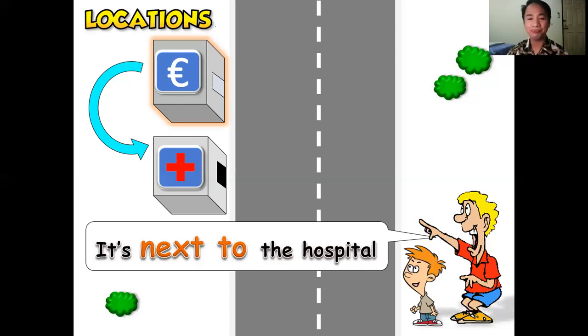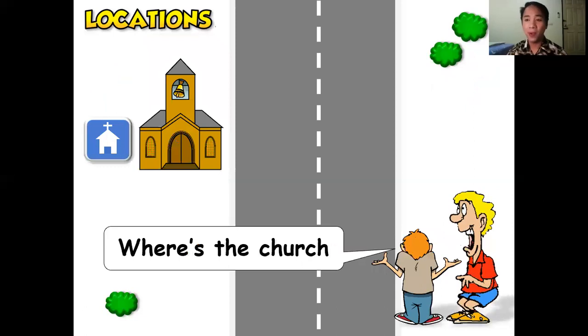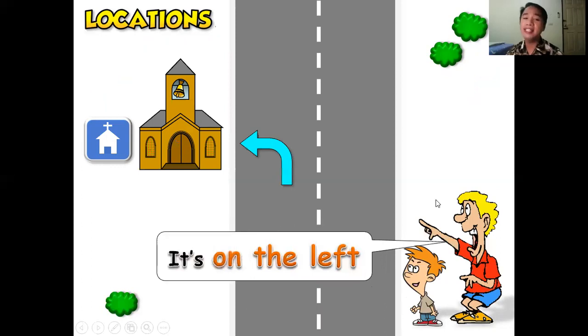Okay, another example. Where's the church? Where is the church? How will you answer the question now? This is the church. Okay, look at the photo. So you will say it's on the left side of the road. Okay, you can say it's on the left. Or you can say it's on the left side of the road.